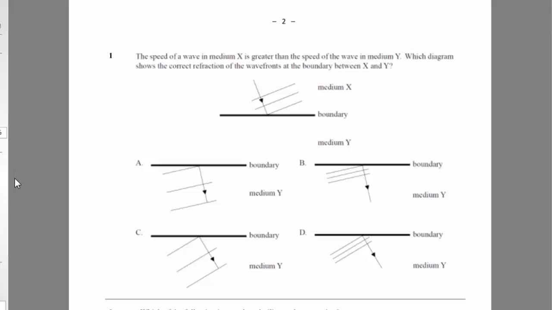which means that the side of the wavefront that enters the slow medium, which is medium y, is going to slow down first and get left behind. Also, the wavelength, as it moves into the slower medium, is going to get shorter because the waves that haven't entered yet are going to catch up with the waves that already have. So it's going to bend towards the normal, and the wavelength is going to get shorter. And so B must be the correct answer.